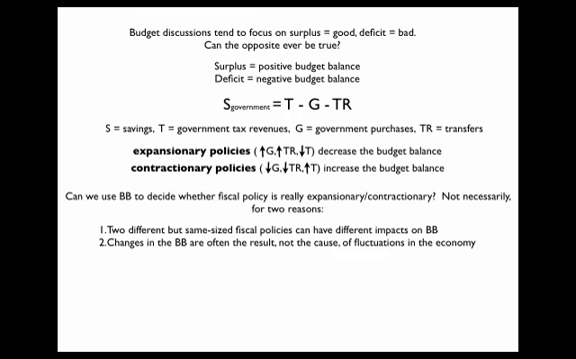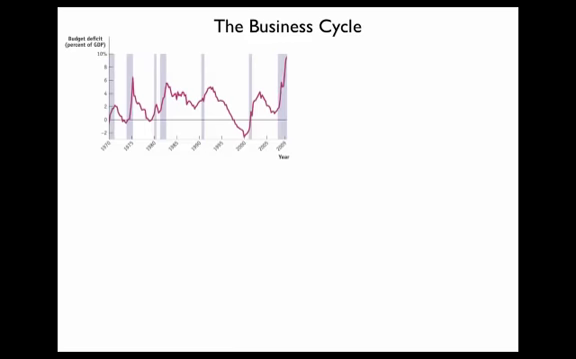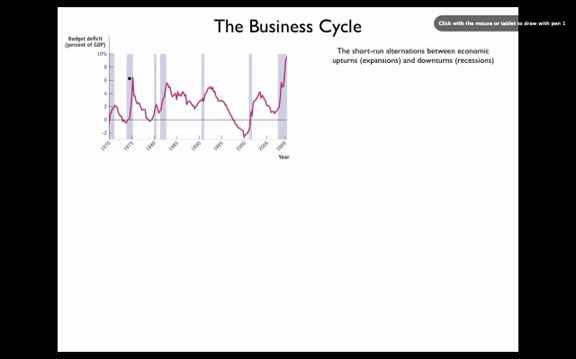The second is that changes in the budget balance are often the result of, and not the cause of, fluctuations in the economy. And to understand number 2, let's talk about the business cycle again. So what's the business cycle? The business cycle is this tendency for the economy to go into expansions and recessions. White is the area of an expansion, purple is the area of a recession. So again, business cycle, just from a definition, short-run alternations between economic upturns and downturns.